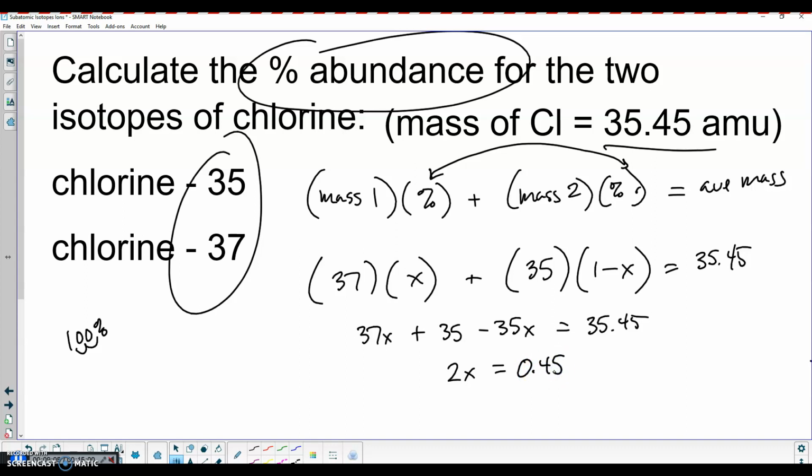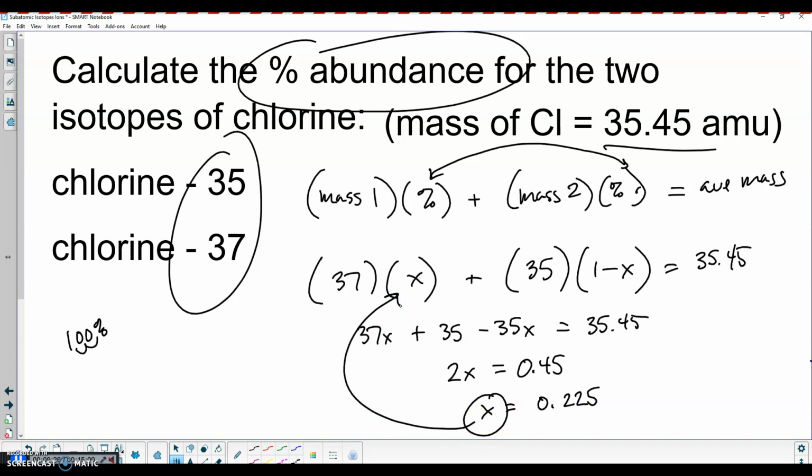Okay, now all I need to do is take this and divide by 2 for both sides. So I do that. I end up with X equals 0.225. That X is the percent of the heavier one.